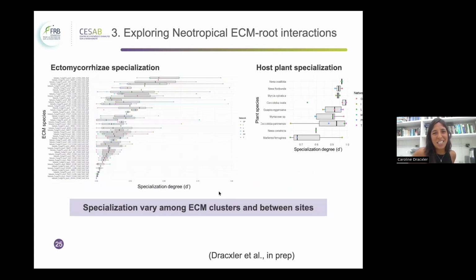So we found that specialization is not uniform, so it varies. When looking at ectomycorrhiza, we can see that it varies for the same species among sites and also among species. And so even within the same forest, we have some ectomycorrhiza that are more specialized than others. And we also found that this varies for plants. So there are some plants that associate with more ectomycorrhiza than others.